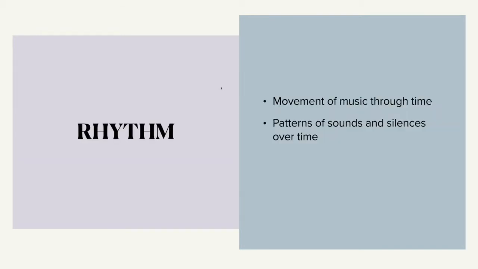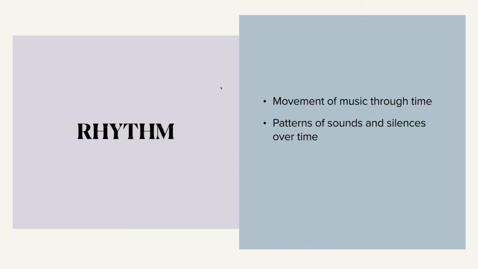All right, so let's start with rhythm. Rhythm is the movement of music through time, because music is an artistic form of expression that exists only in time. It does not exist in space. A painting exists in two-dimensional space and a sculpture exists in three-dimensional space. Music doesn't exist in space. It exists over time, right?